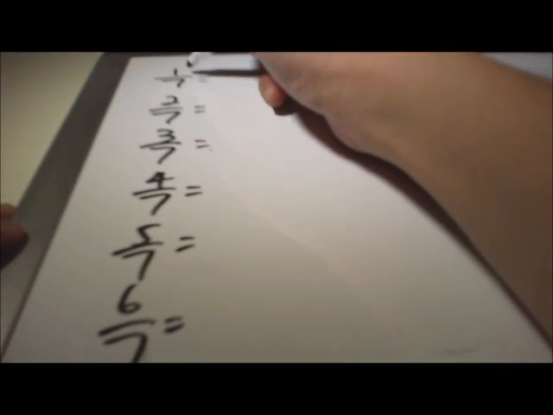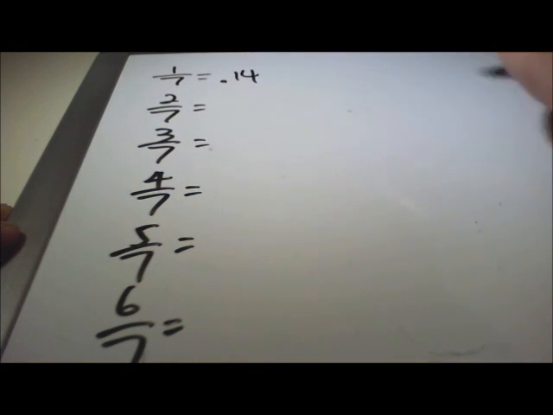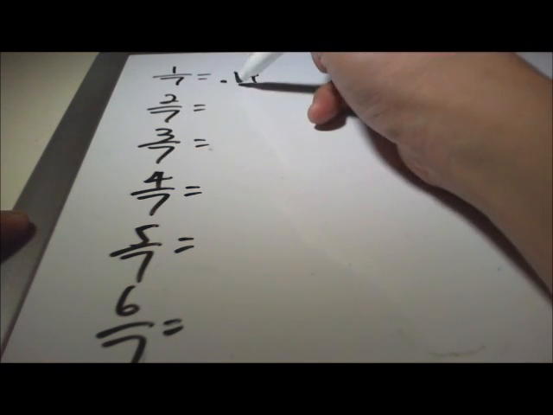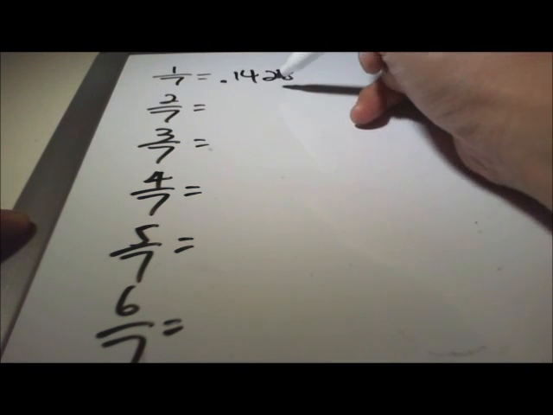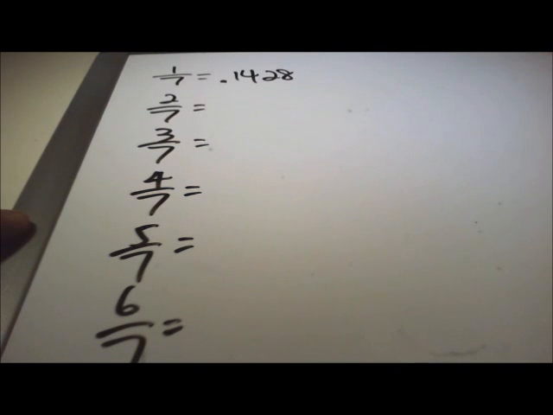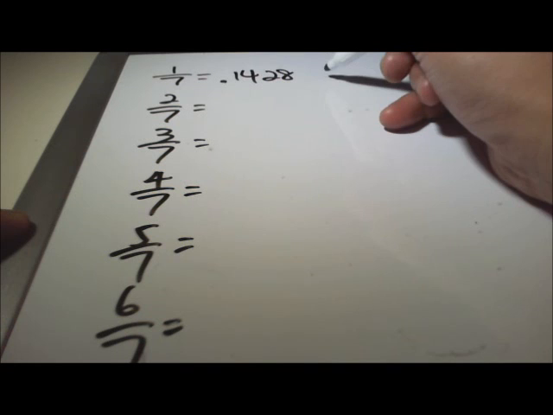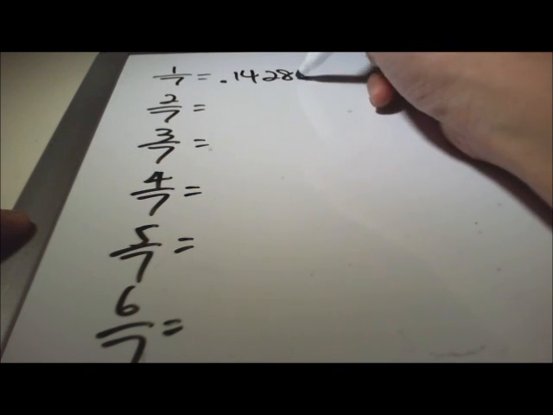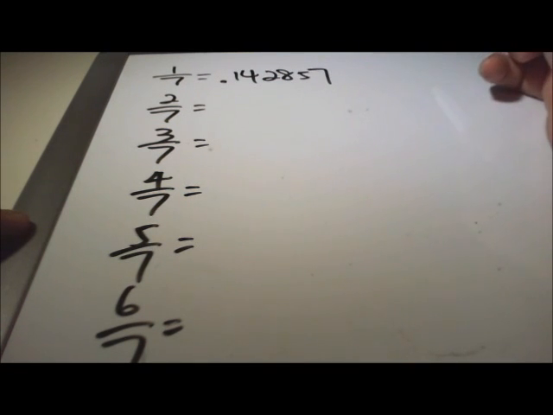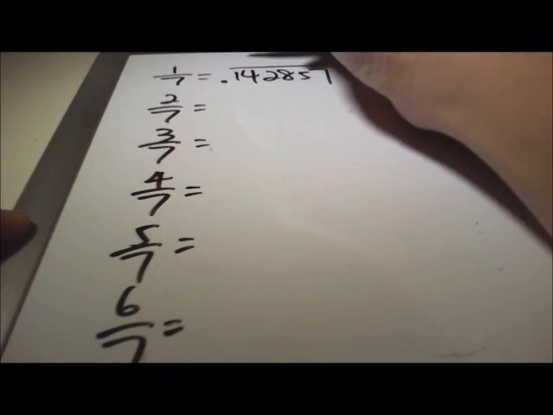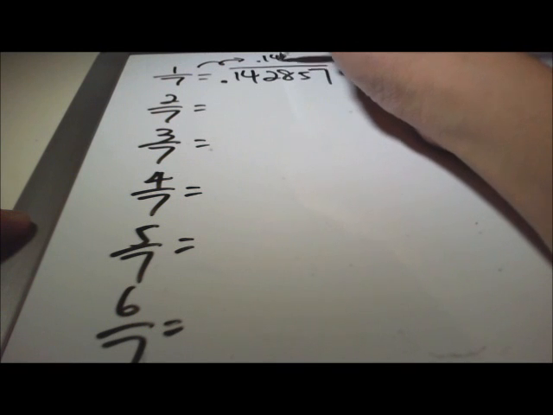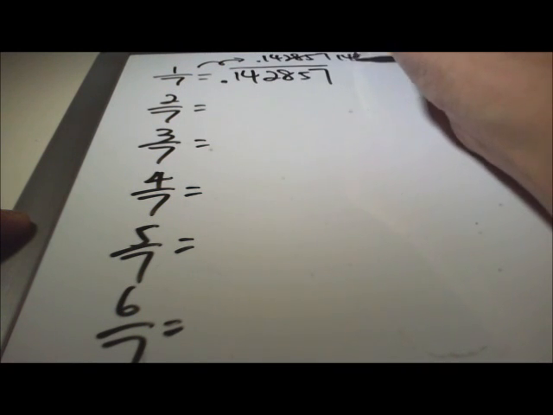So let's start from 1/7 as a decimal. 7 times 2 is 14. The first two digits are 14. So the next two digits: 14 times 2 is 28. And the last two digits: 28 times 2 is 56. But because the last digit is 6, you have to add 1, so it's 57. So technically, 1/7 is 0.142857, 142857 continuous. That's why I put a bar on the top.